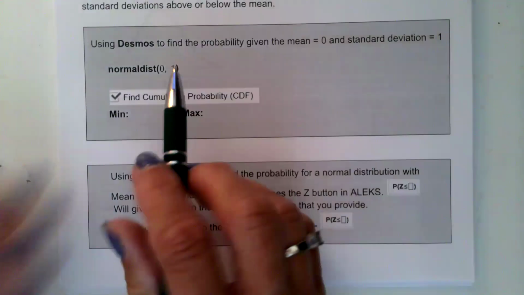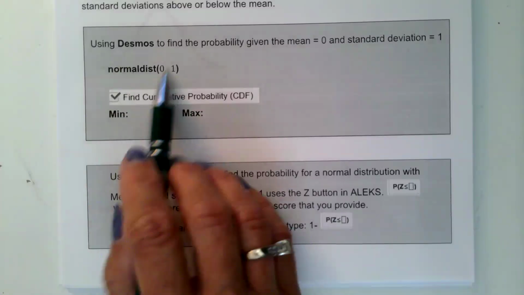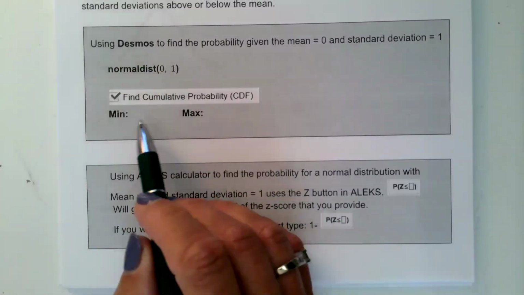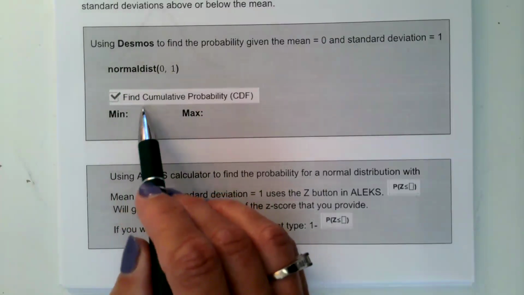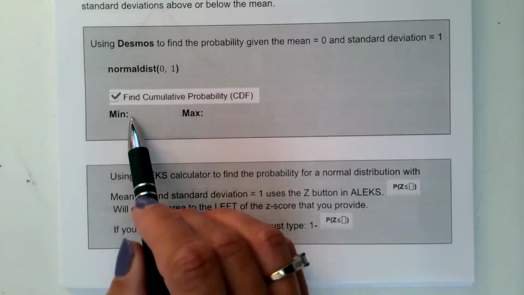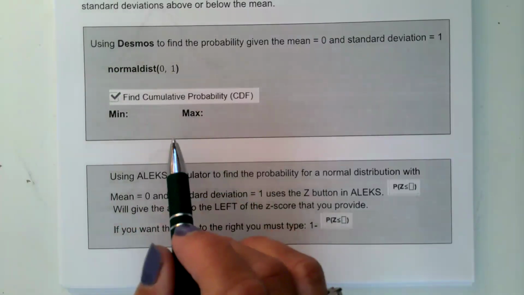Okay. So if you're using Desmos, you're going to use this normal distribution command, and then you have to click on the box for the find the cumulative probability, and then you're going to put in the minimum value and the maximum value of what you're looking for.